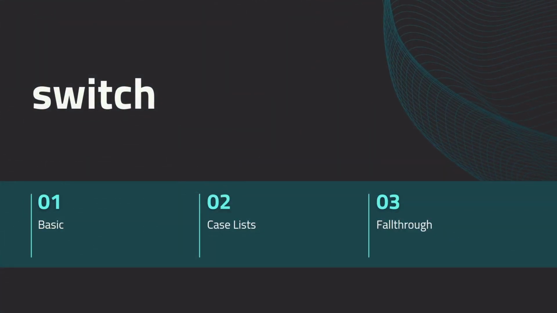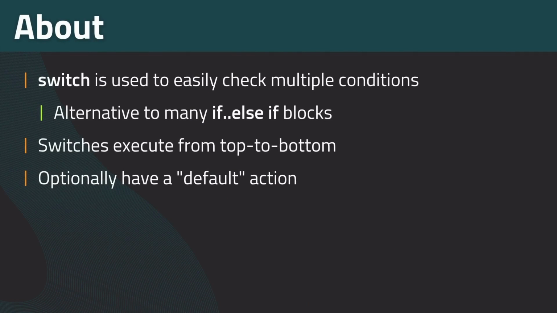In this video, I'll be talking about the switch statement. We'll cover basic usage, case lists, and fall-through behavior. First, a little bit about switch. Switch is used to easily check multiple conditions, and it's an alternative way to do if-else blocks. Switches execute from top to bottom, and they optionally have a default action.